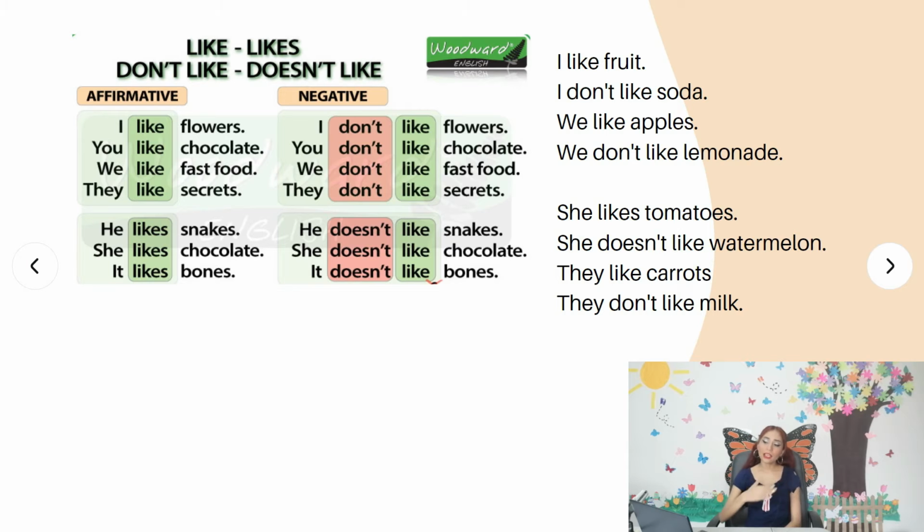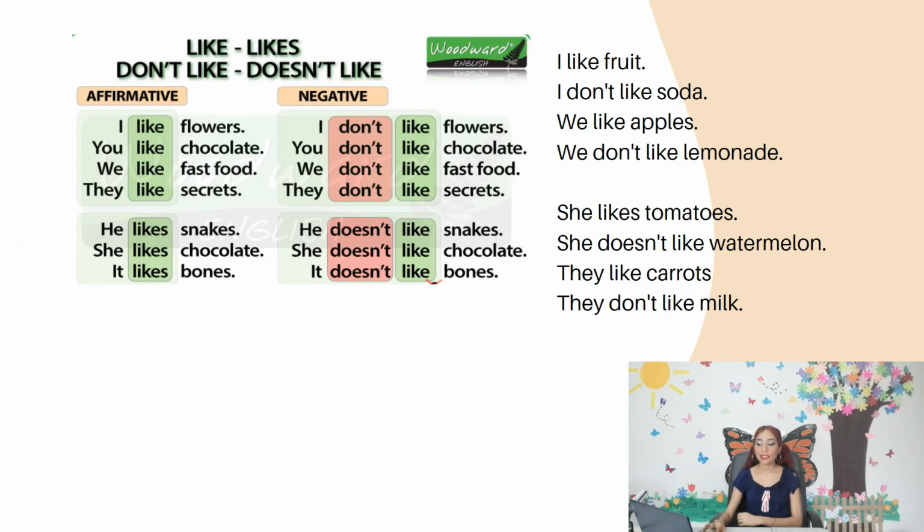What happens if I want to write the same sentences but in negative, las mismas oraciones pero en negative? I don't like flowers. It's the same. You just need to add don't between the subject and the verb like. You don't like chocolate. We don't like fast food. They don't like cigarettes. Okay, third persons.